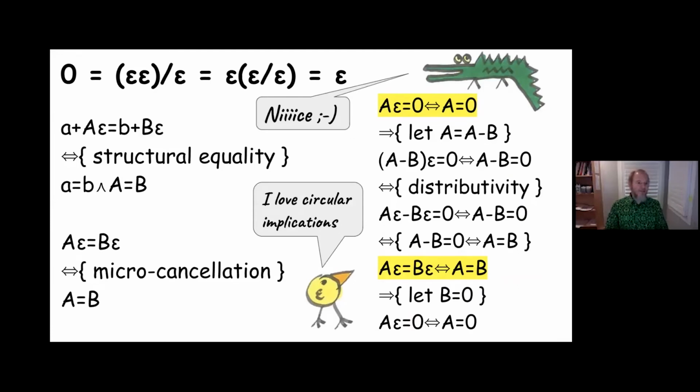That is actually not really great, because in that case we cannot divide by epsilon, because once we divide by epsilon, then we can also prove that 0 equals 1.